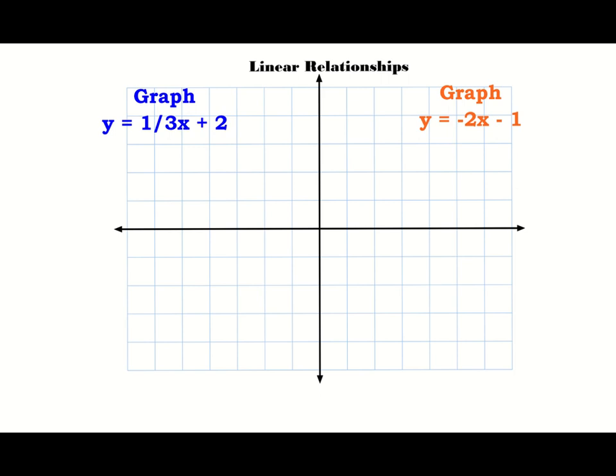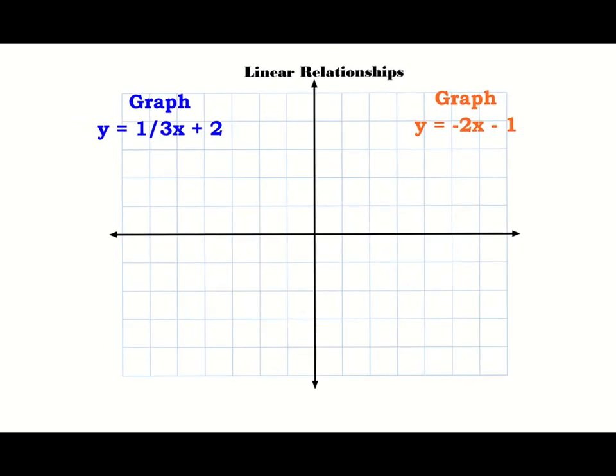The thing that you need to know is when you are graphing a linear relationship, you always start by plotting the y-intercept first. So the 2 is the y-intercept, and that is where it crosses the y-axis. So that's my first point. Then I'm going to use the slope. It's a positive slope, so I'm going to be going slanted to the right.